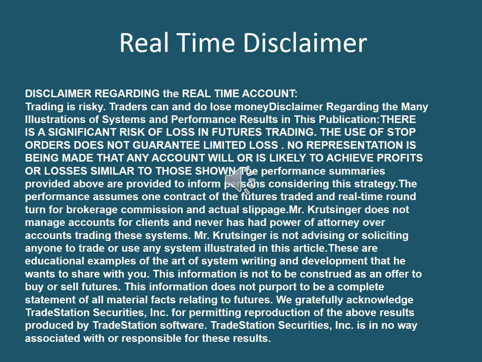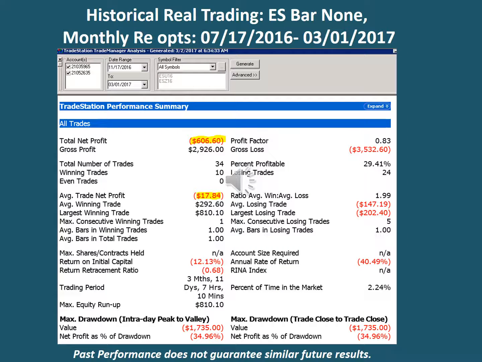So this is basically a continuation from July the 17th of 2016 through March 1st of 2017, with slippage and commission accounted for. Now the performance over this period has been kind of flat to nothing. There's been 34 trades and it's lost $606. That's a little less than 18 bucks a trade. That's after commission and slip.